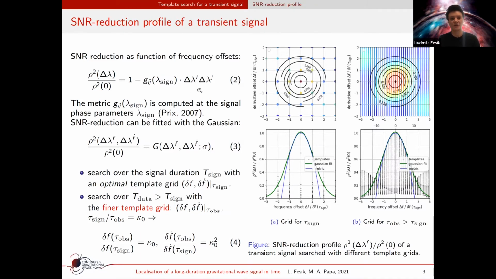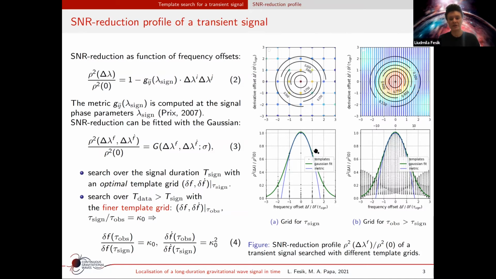The metric is computed at the signal parameters and the offsets in frequency. Here we consider offsets in frequency and frequency dot, because in practice we consider up to the second order derivative. So here we consider frequency dot. Then the perfectly matched SNR reduction profile, shown on the first picture here on the left in green, is fitted with the Gaussian. The SNR reduction profile is firstly derived from the metric.